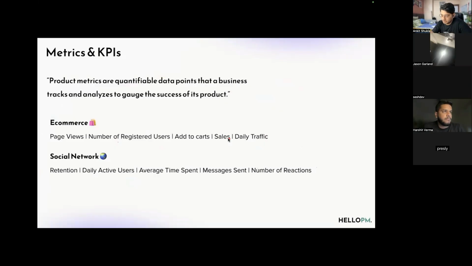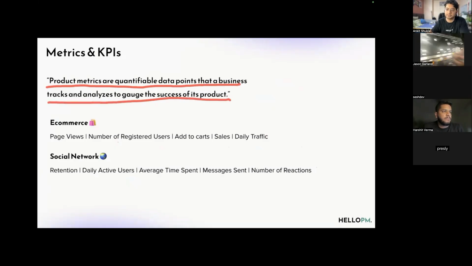Cool. Now let us talk about metrics and KPIs. So what are product metrics? Product metrics are quantifiable data points that a business tracks and analyzes to gauge the success of its product. So a metric is anything that you can measure with your product. And KPIs are important metrics. A metric is anything and everything that you can measure. That's just data that is being generated out of your product.